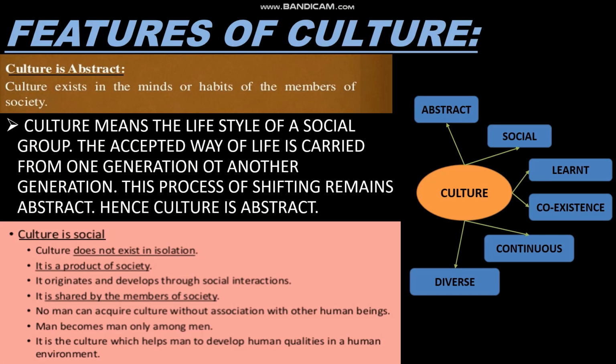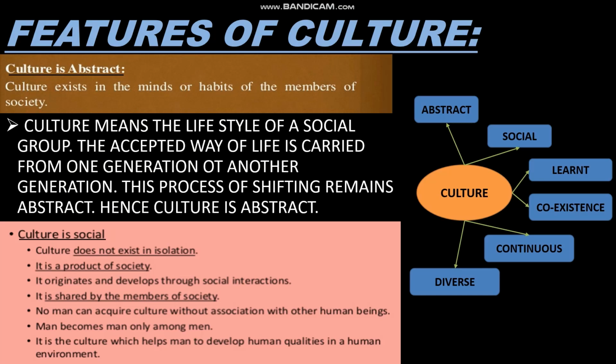First point is culture is abstract. Why are we calling it abstract? Culture exists in the minds or habits of the members of society, which is not visible. Understood? Culture means the lifestyle of a social group. The accepted way of life is carried from one generation to another. This process of passing on remains abstract, so it depends on the minds or habits of the people. Hence, culture is abstract. The lifestyle carried out by a society is passed from one generation to another, and it depends on the minds or habits of the people who are following it.